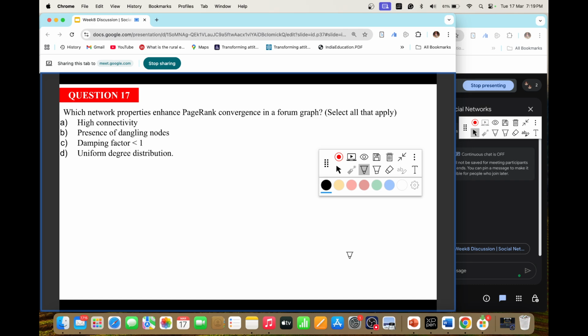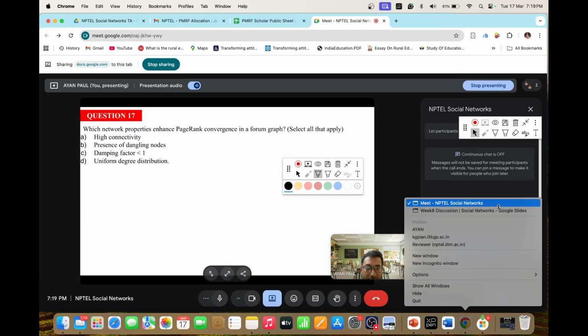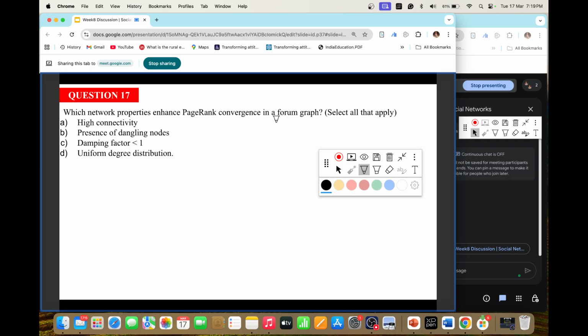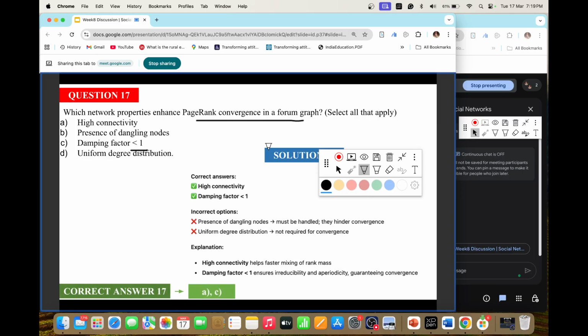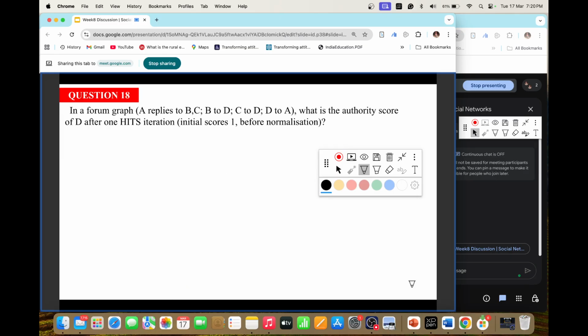Which network properties enhance PageRank convergence in a forum graph? High connectivity, presence of dangling nodes, damping factor less than 1, or uniform degree distribution. High connectivity and damping factor less than 1 will help enhance the PageRank convergence. High connectivity gives faster mixing of rank. Damping factor less than 1 ensures irreducibility and aperiodicity, guaranteeing convergence. So option A as well as option C is the correct answer.